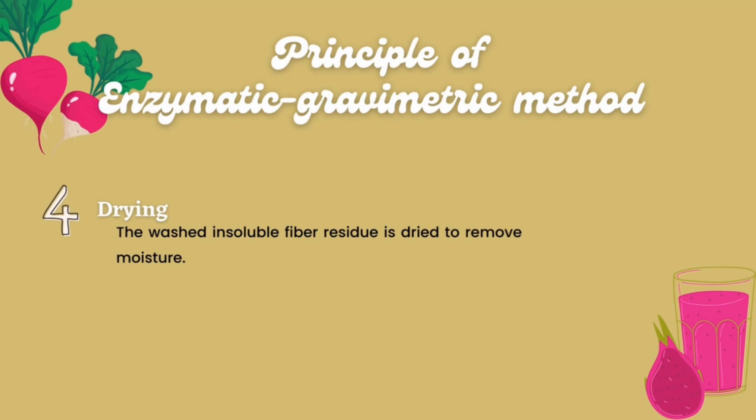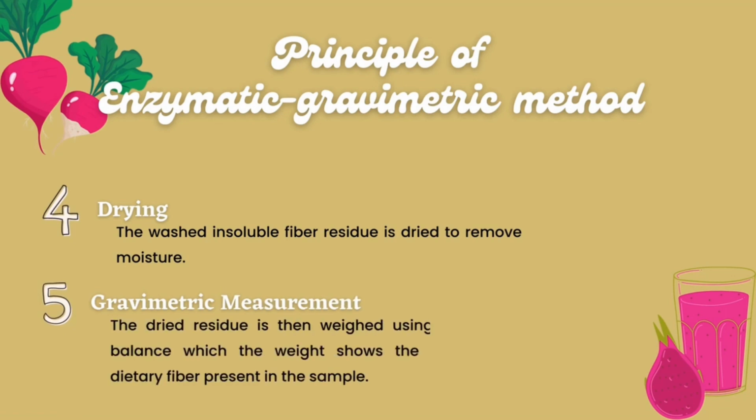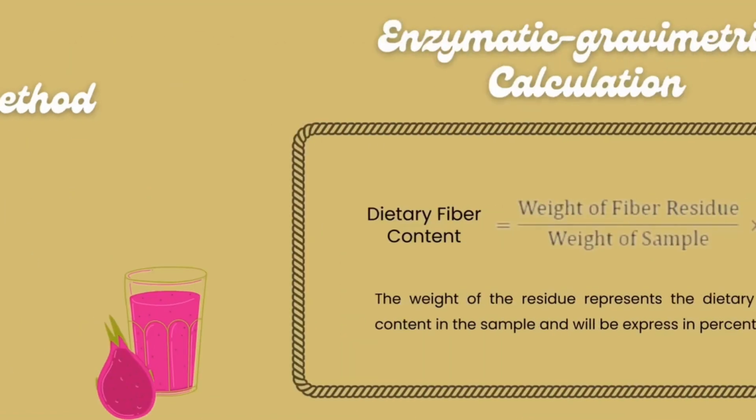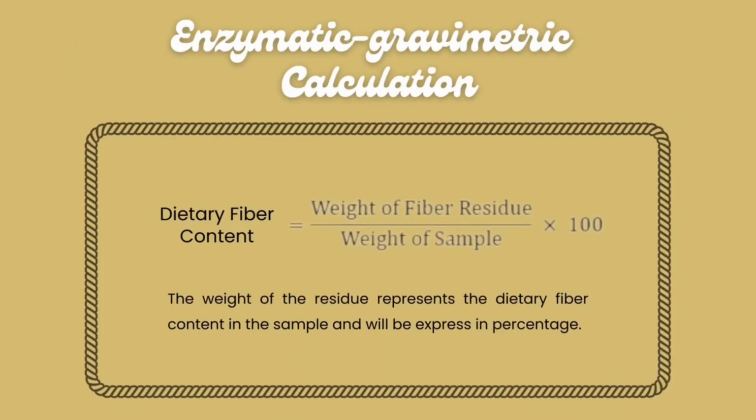Last but not least, gravimetric measurement. The dried residue is then weighed using an analytical balance, where the weight shows the amount of dietary fiber present in the sample. Here is the formula of dietary fiber content.